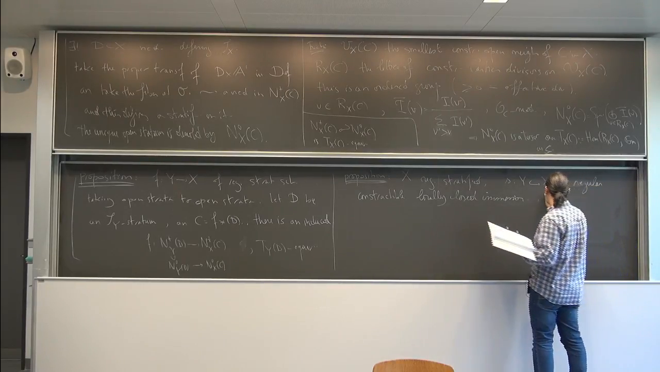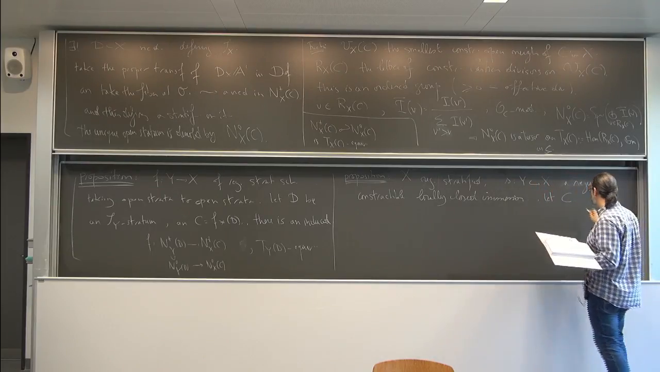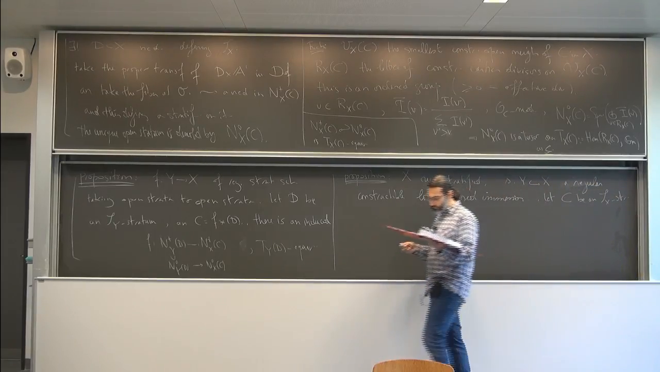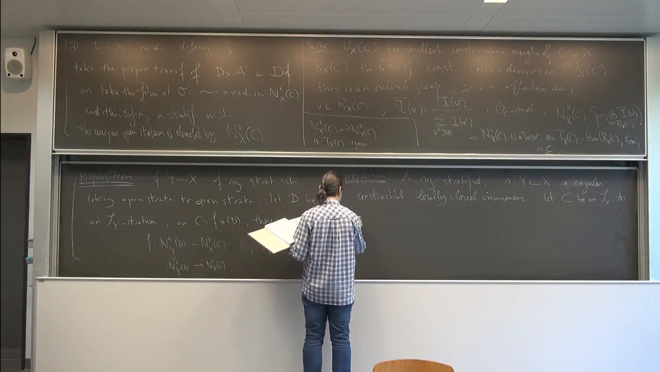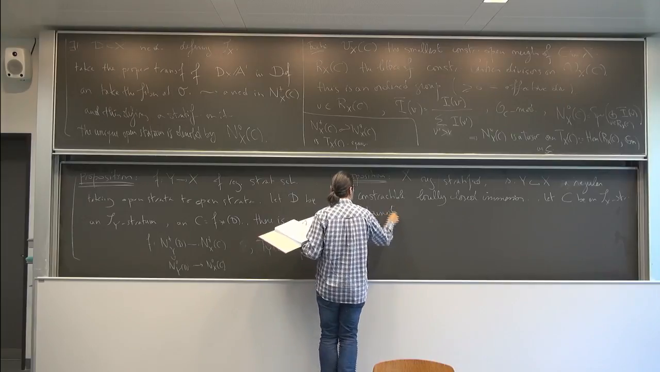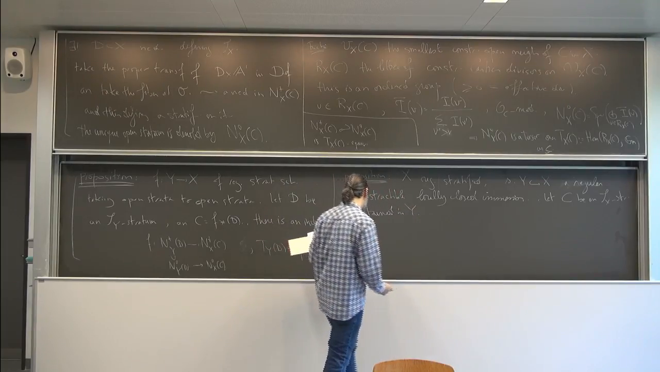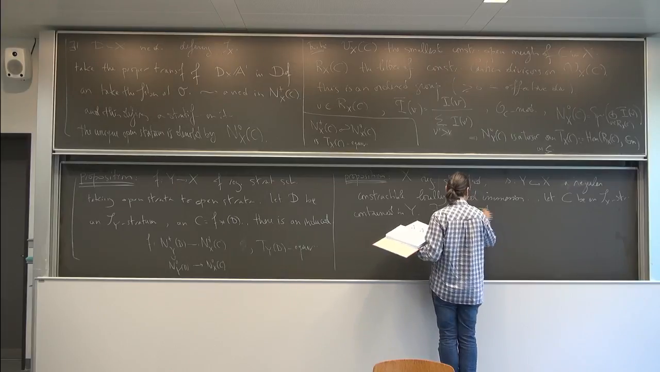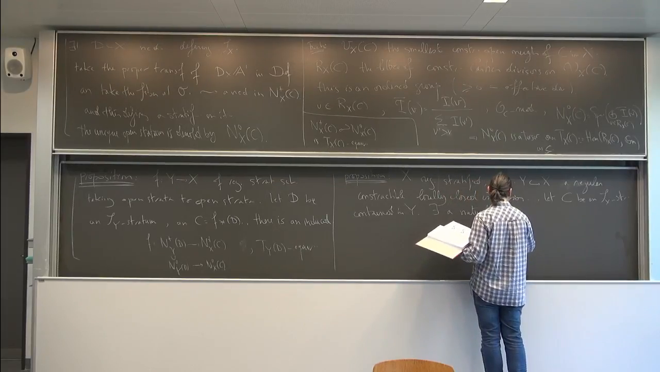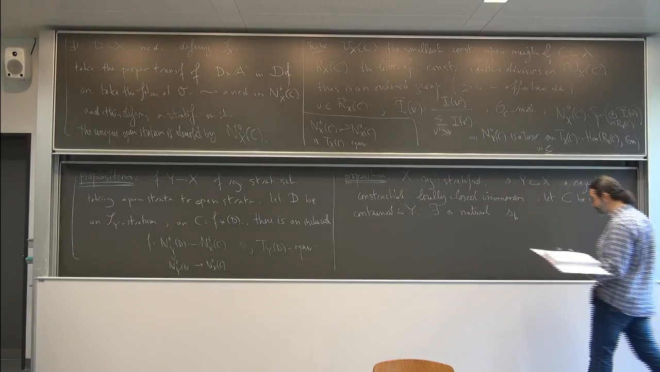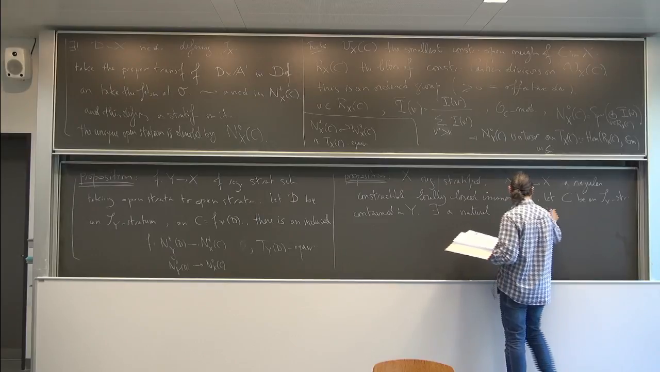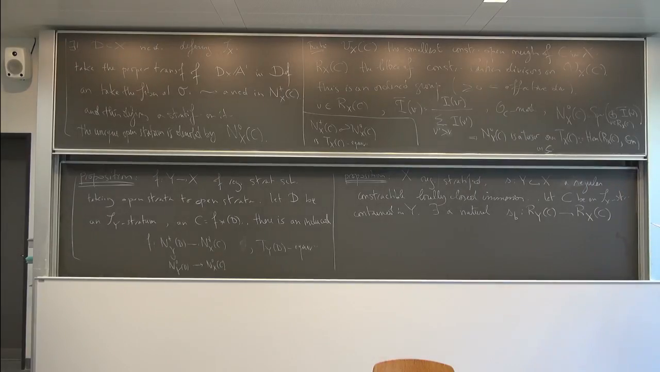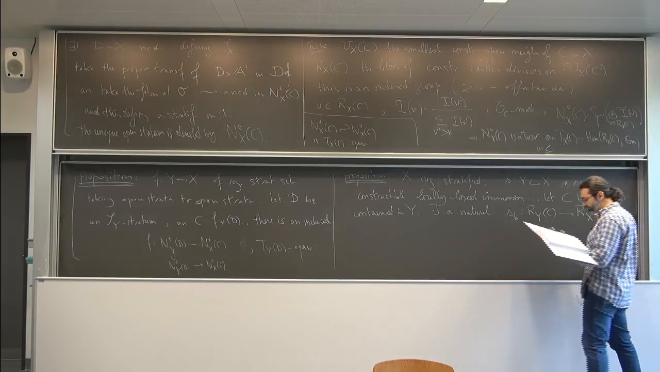Okay, so let C be an SX stratum in Y, so contained in Y. Then there exists a natural morphism of lattices denoted by S flat going from R_Y C to R_X C. Okay, I will not say what it does. Maybe I say it later.